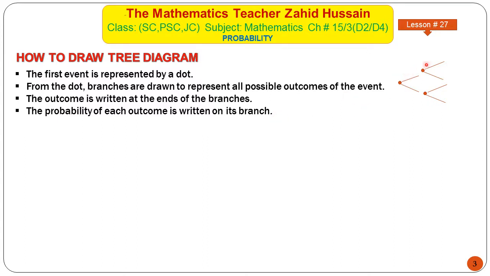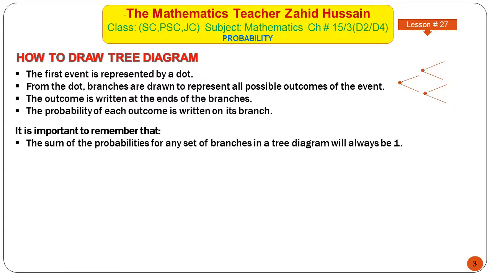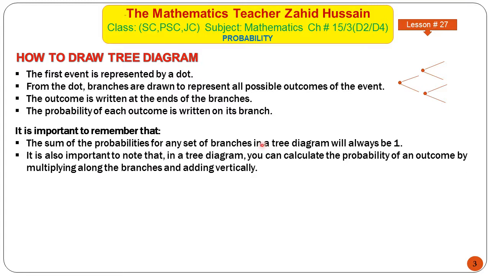Moving along the branch we multiply, and moving downward we add the probabilities. It is important to remember that the sum of the probabilities for any set of branches in a tree diagram will always be 1. It is also important to note that in a tree diagram you can calculate the probability of an outcome by multiplying along the branches and adding vertically. Along the branches, this multiplied by this. When you move downwards, you add this multiplied by this.